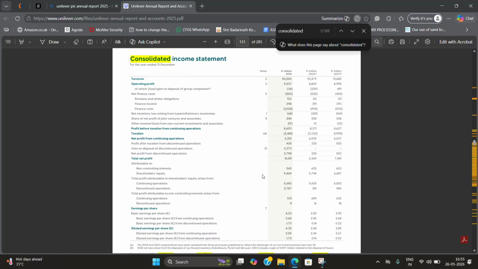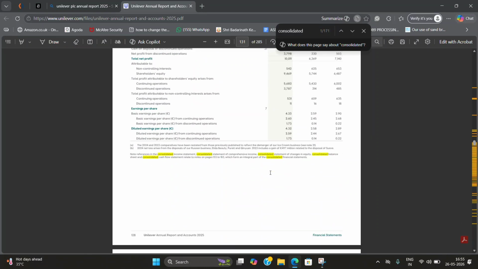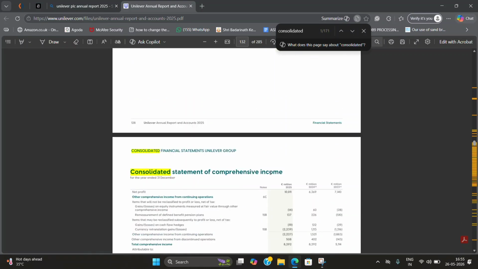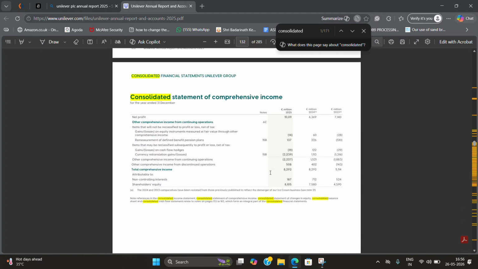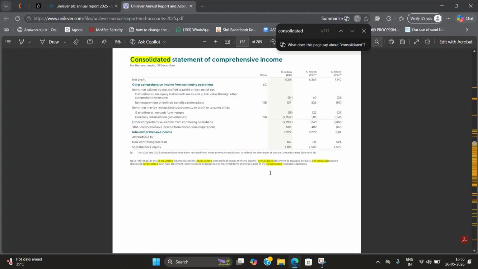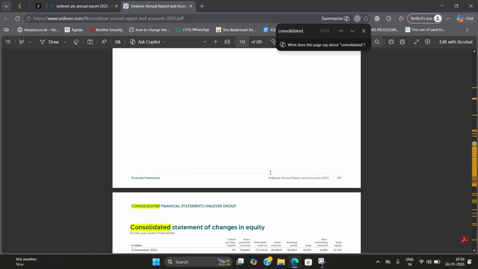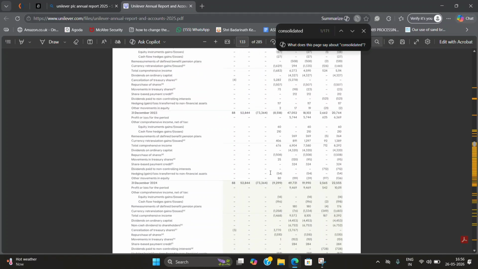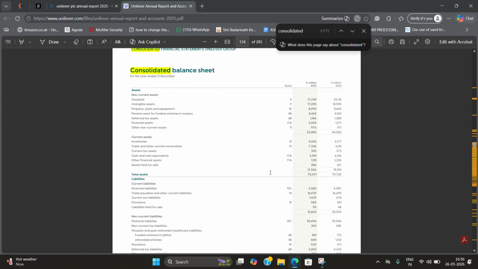Clear? So the next part is the cash flow statement. What happens is that these three financial statements, income statement, cash flow statement, and balance sheet, come one by one. After the income statement ends, you will find the consolidated statement of comprehensive income, where a detailed income of the company will be shown. If you want, you can check this out too. Next, I will show you the consolidated statement of changes in equity. Okay, this is not so important. You can skip this. Yeah, here it comes: the consolidated balance sheet.